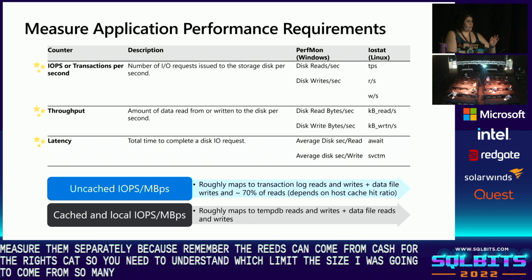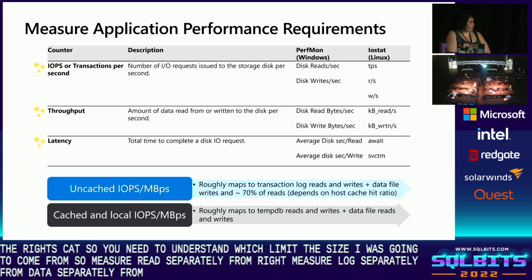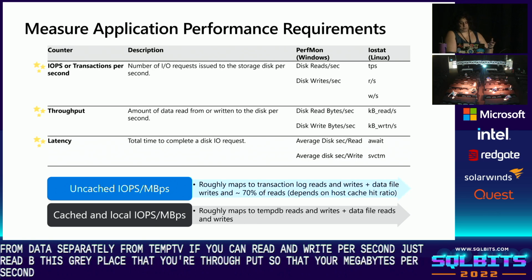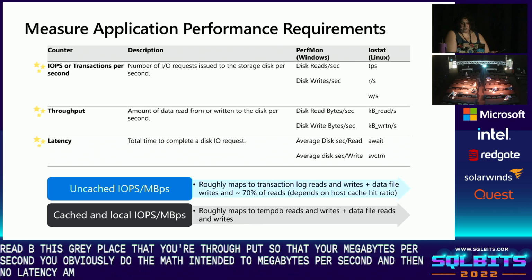So measure reads separately from writes. Measure logs separately from data, separately from tempdb if you can. Reads and writes per second. Disk read bytes, disk write bytes, that's your throughput. So that's your megabytes per second. Obviously do the math and turn it into megabytes per second. And then your latency, average disk seconds per read and seconds per write.